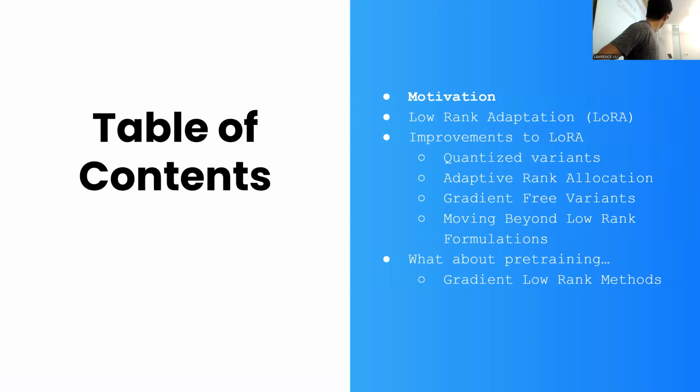But yeah. All right. So table of contents. Let's first start off with some motivation. And then I'll cover low rank adapters, which is basically like the current, I guess, golden standard of how you do fine tuning, as well as some improvements, such as quantized variants, adaptive rank allocation, gradient-free variants, and moving beyond low rank formulation, as well as covering a bit about pre-training and the current approaches to try to do efficient machine learning for pre-training.